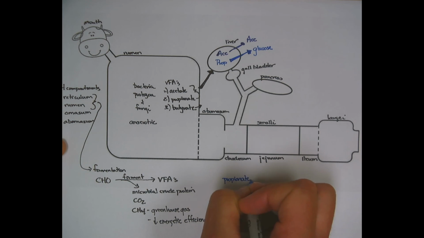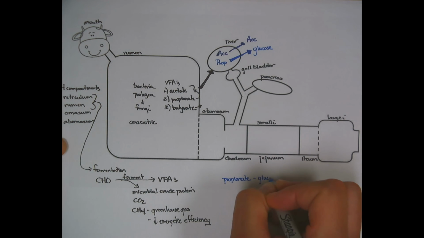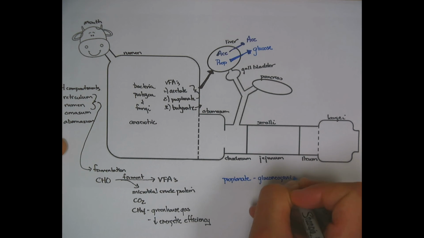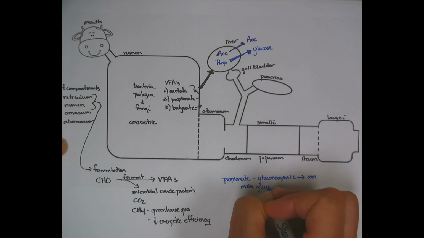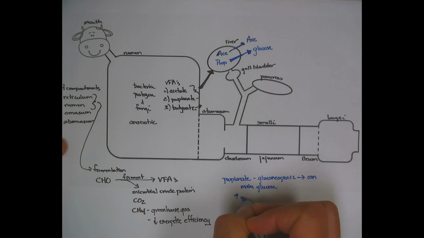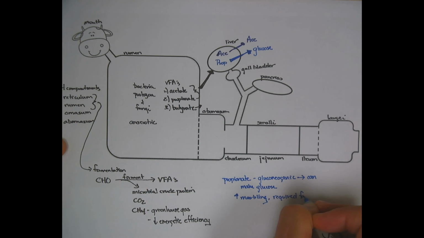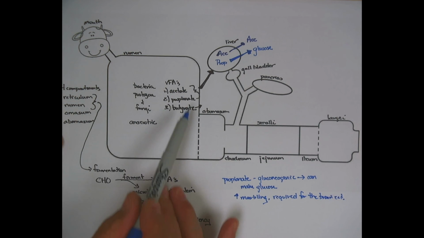So that's something we need to remember about propionate. Propionate is gluconeogenic, which means it can make glucose. And glucose is real important because it increases marbling. It's required for the brain, etc. Okay, so in the rumen and the reticulum, we're going to have fermentation.